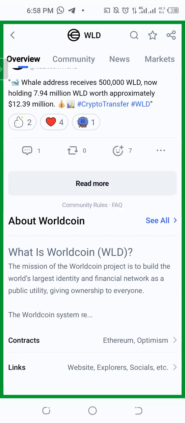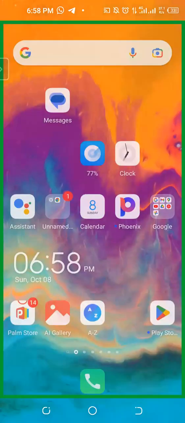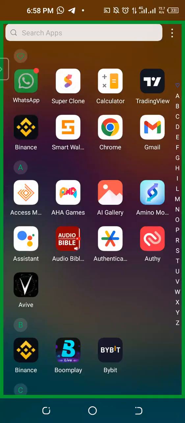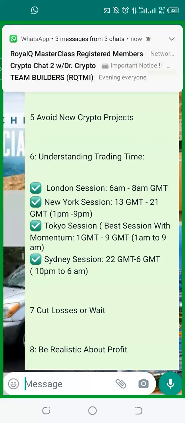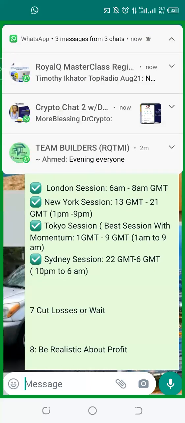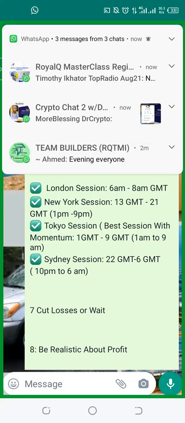If you click it, I think it's built on Ethereum and Optimism. You can see it there. If you click see all, it will give you details about that coin. So if you are comfortable and you understand what the coin is all about, then you can trade it. Always make sure that you avoid new coins and new crypto projects unless you understand what the project is all about. And don't worry, I'm recording it so that I can watch it again.